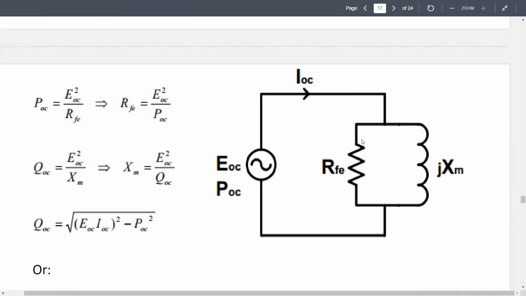And the voltage that we are going to supply will also be the open circuit voltage, and the power generated here will be from the open circuit current.